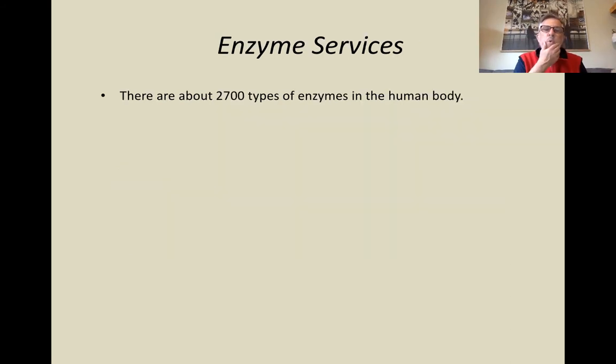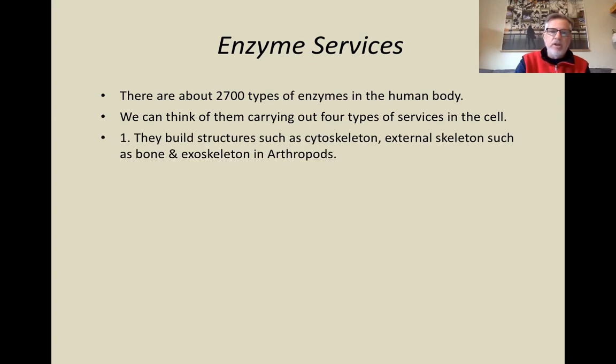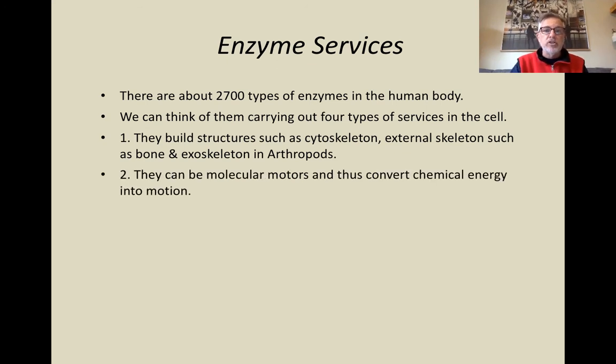There are about 2,700 types of enzymes in the human body, which means about 2,700 genes for enzymes. We can think of them as carrying out four types of services in the cells. The first is they build structures such as cytoskeleton, external skeleton such as bone in mammals, and exoskeleton in arthropods, which are things like lobsters, crabs, and insects. They also can be molecular motors, which we saw earlier.